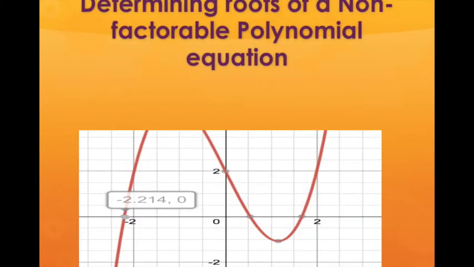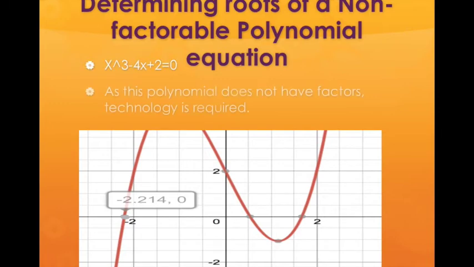Next, determining the roots of a non-factorable polynomial equation. Our equation here is x³ − 4x + 2 = 0. Since the only possible factors are ±1 and ±2, neither of which makes the left side of the equation equal to 0 when tested, this is why technology is required.